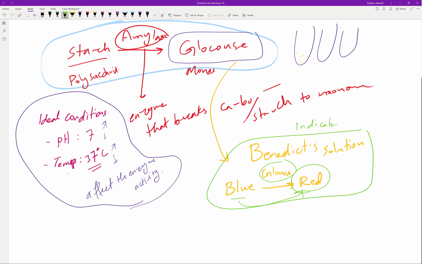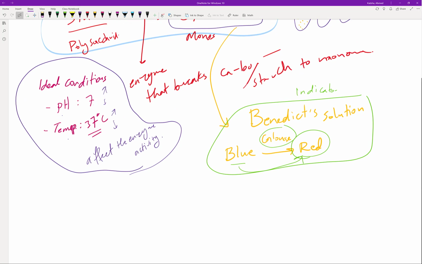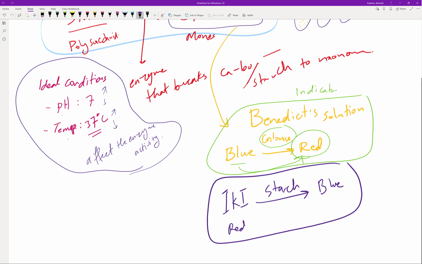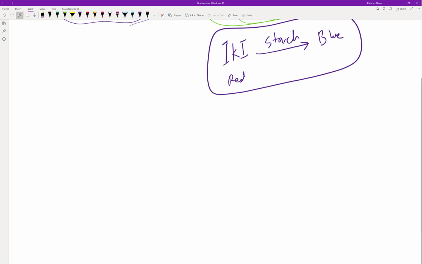Now the other indicator that was used in the experiment was something called IKI, and this is basically iodine ions. The IKI is usually red, but in the presence of starch it will turn blue. Technically, it will turn the color of the starch into blue. So that's the second indicator. We have the Benedict's solution for the glucose, and we have the IKI for the starch. So let's go through the experiment.